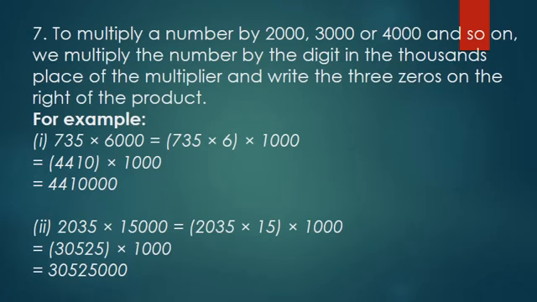In the same way, the second example is also given, 2035 multiplied by 15,000. So here you have to split the 15,000 first. In bracket you have to write 2035 into 15 and outside the bracket multiplied by 1000. So you will get the desired answer.